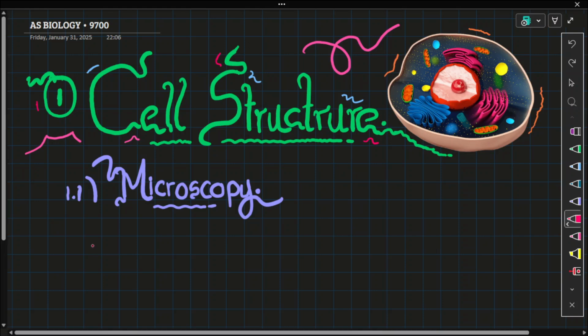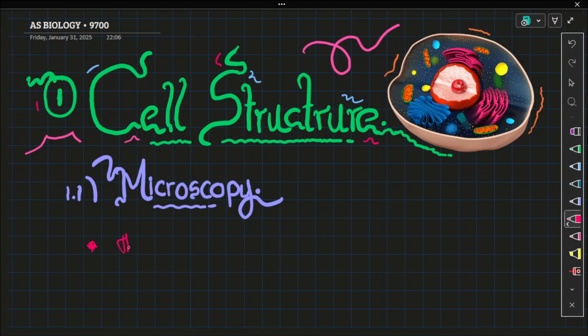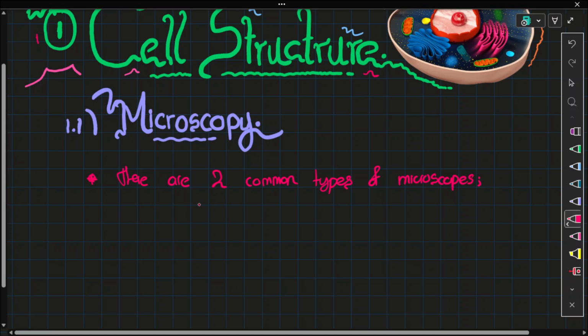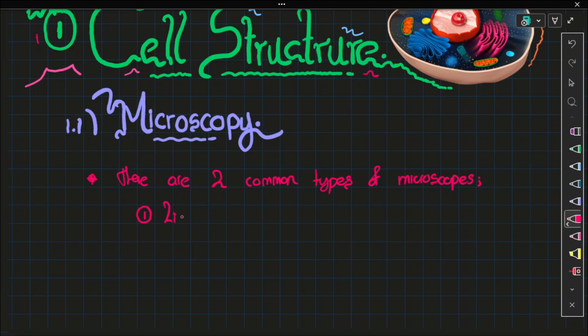So starting off, we'll start with the fact that there are two common types of microscopes. Alright, straightforward. We have two types of microscopes, starting off with number one, which is the light microscope.